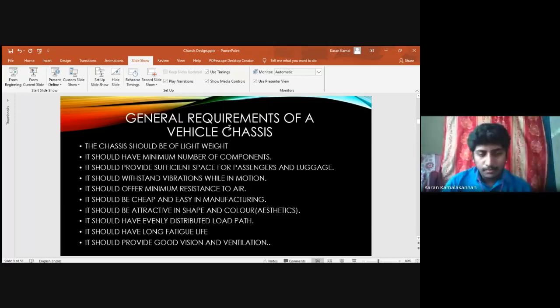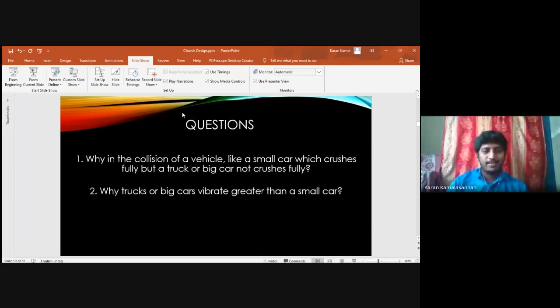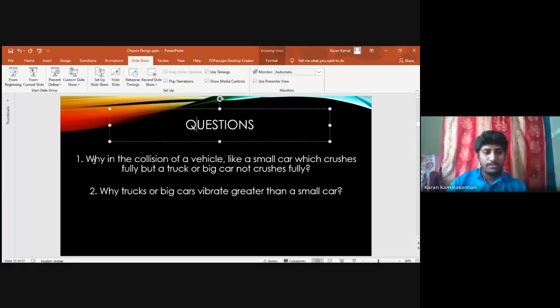Okay. Yes, and next, I have some more questions for you. You can see the first question: why, in a collision, does a small car get crushed, but a truck or a bigger car does not get crushed fully? Do I get any answer for that?